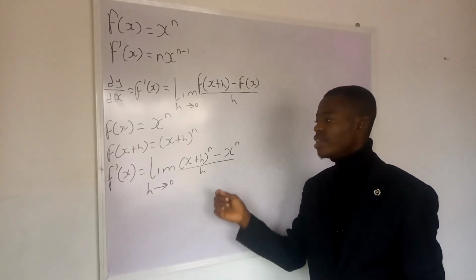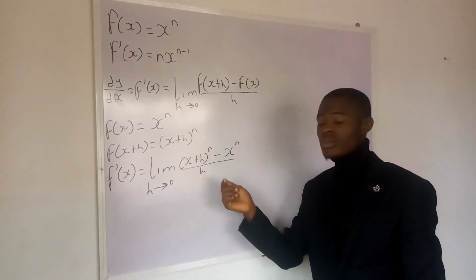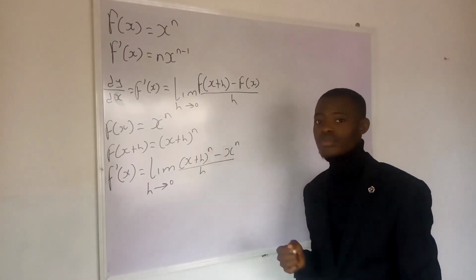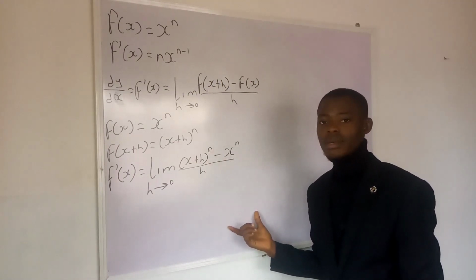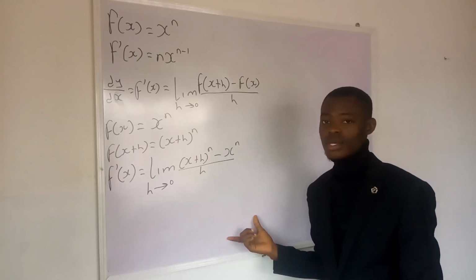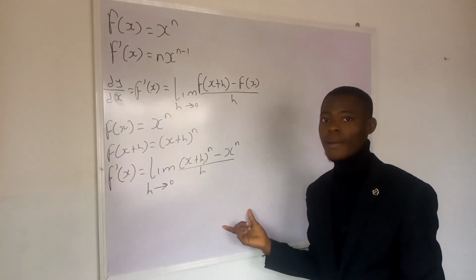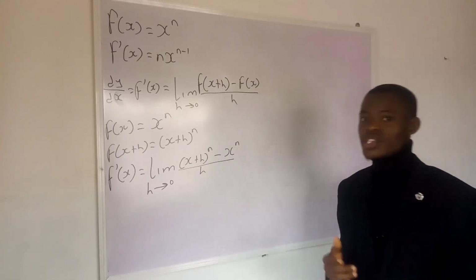But before we can simplify this, we need to focus more on this. This is a binomial with a degree n, which is unknown. So we can't really expand it by just ordinary algebraic process or by Pascal's triangle. So in this kind of situation, the best thing to do is to use a theorem called the binomial theorem. So what does that theorem say?